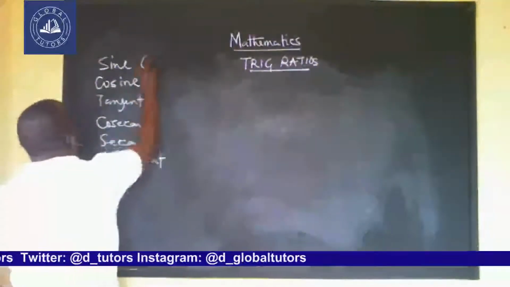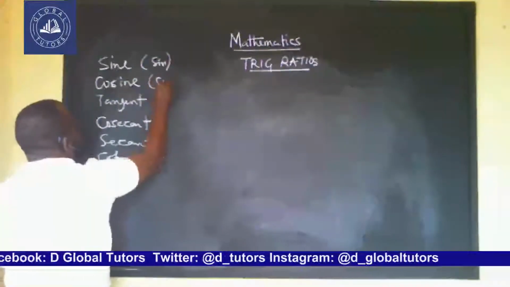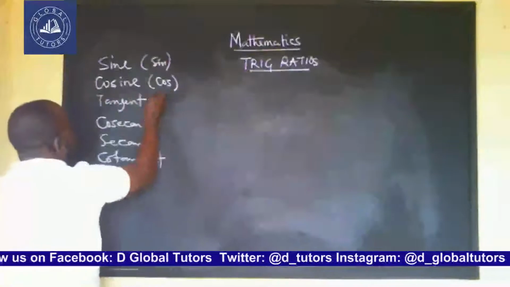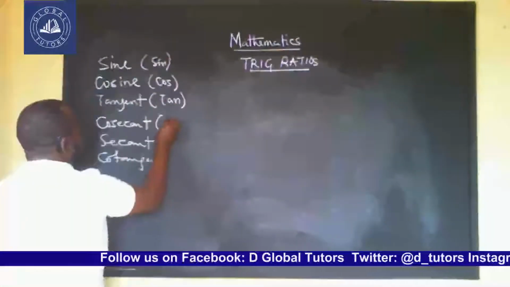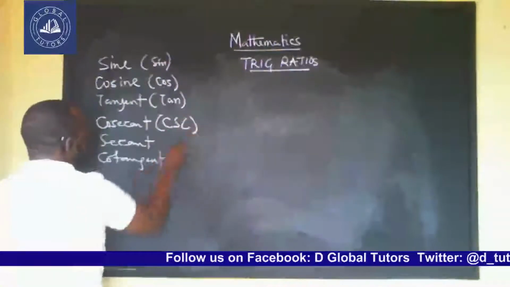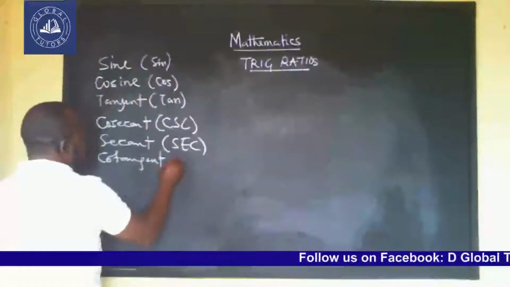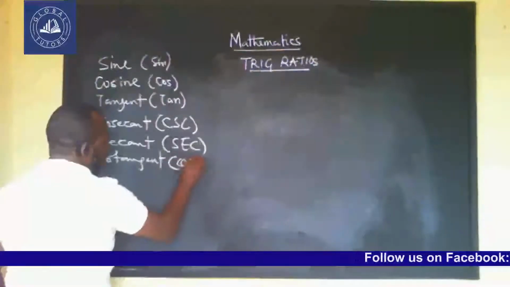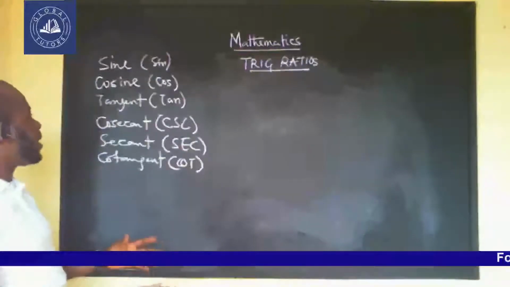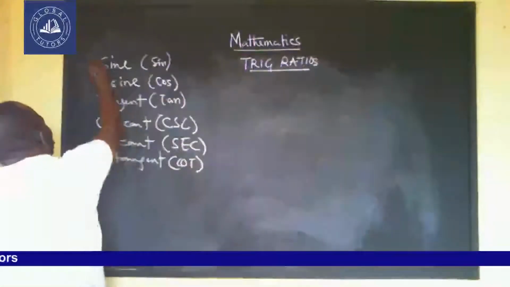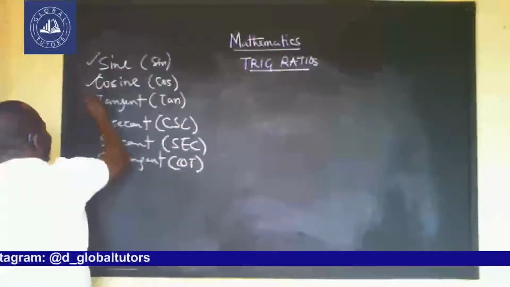This one is abbreviated as sin. This one abbreviated as cos. This one abbreviated as tan. This one abbreviated as cosec. This one abbreviated as sec. And this one abbreviated as cot. But for this level, we're going to be considering sine, cosine, and tangent.